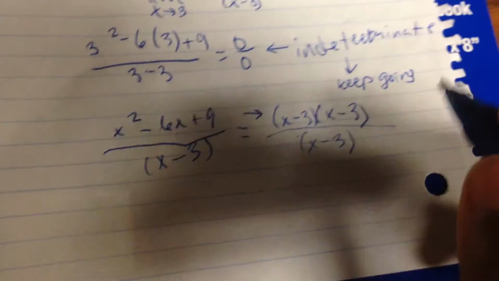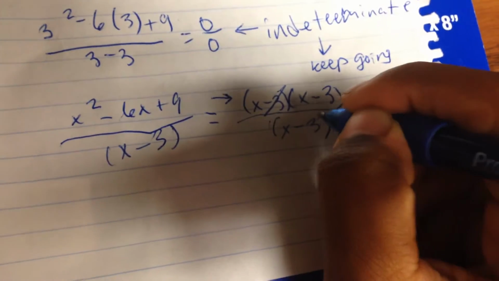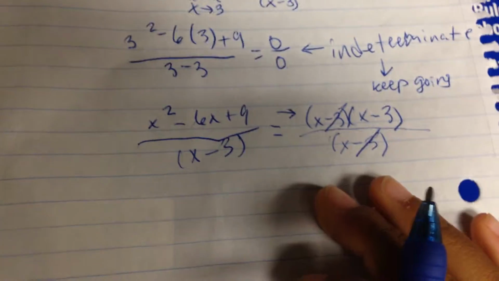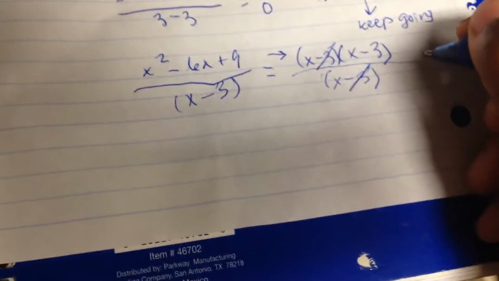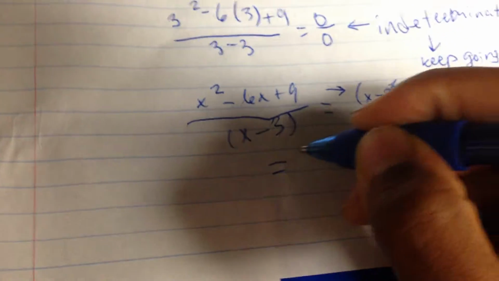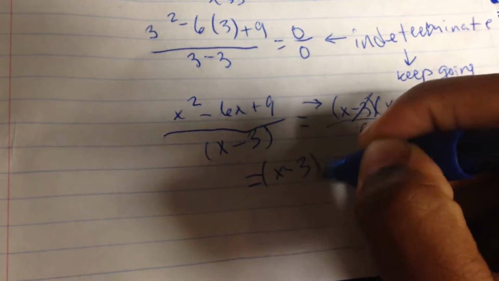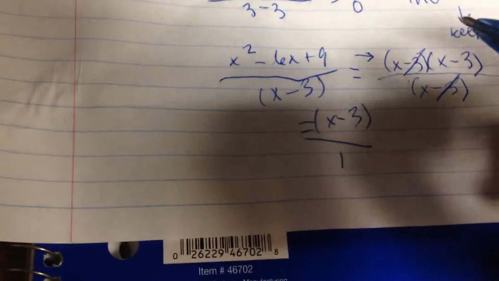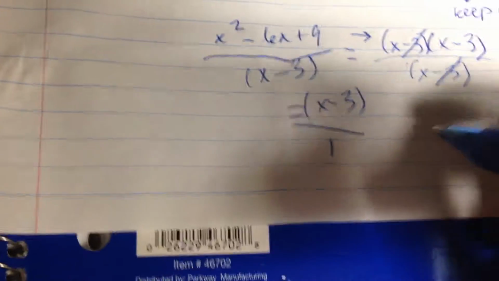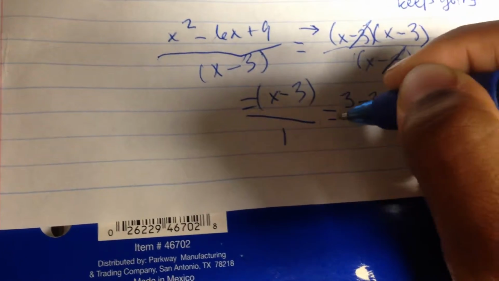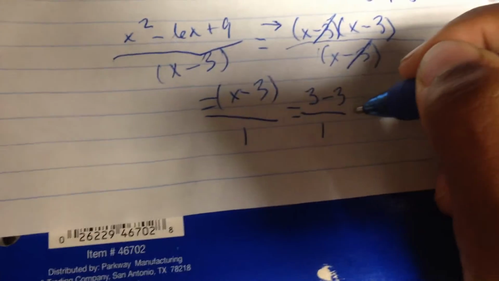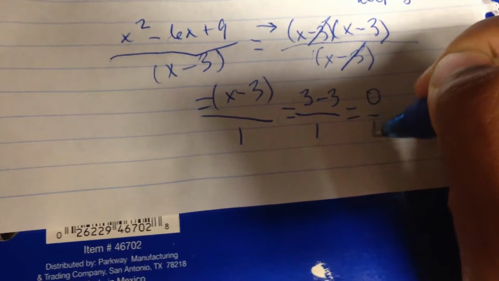So you have a bunch of x minus 3's. Well, you can cancel out two of them, one on the top and one on the bottom. And this leaves you with x minus 3 over 1. And then what you can finally do here is plug your 3 in again. So that would give you 3 minus 3 over 1, which equals 0 over 1, which equals 0.